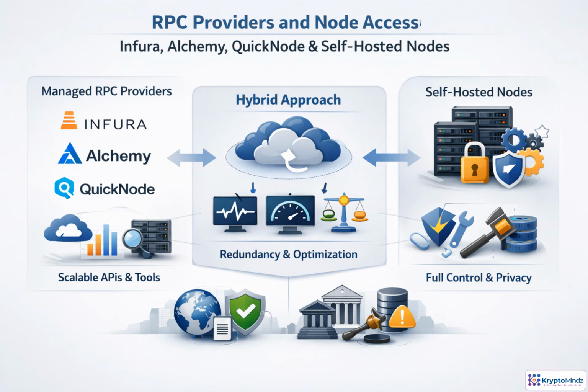RPC access is the application's gateway to the chain, so reliability matters. Managed providers such as Infura, Alchemy, and QuickNode offer fast setup, elastic capacity, dashboards, and support. They can also introduce rate limits, vendor dependency, and data exposure. Self-hosted nodes improve control, privacy, and independence, but require more operational cost and expertise. Many production teams use a hybrid model with failover, latency monitoring, and clear SLA and compliance checks.